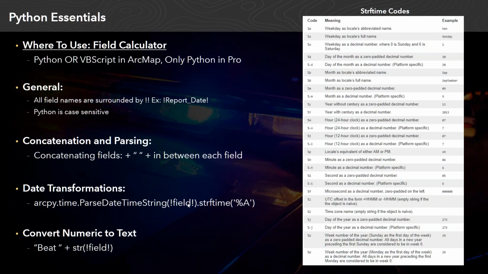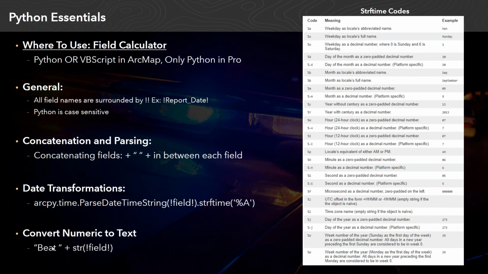Sorry about that, guys. So for those of you who weren't able to see my screen previously, on the right-hand side are all of the strftime codes that are part of the primary function that you utilize to perform date transformations, which you'll see down here: arcpy.time.parseDateTimeString, your field variable, .strftime, in parentheses, the particular strftime code. So that's really the big one that we wanted you to learn in this exercise.